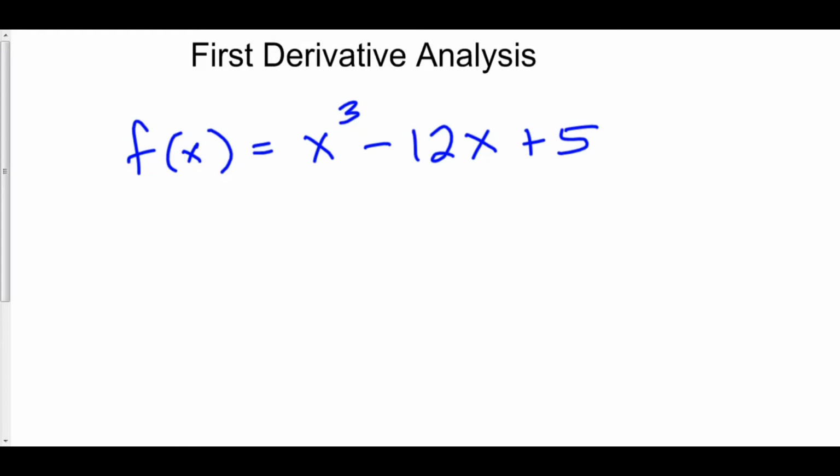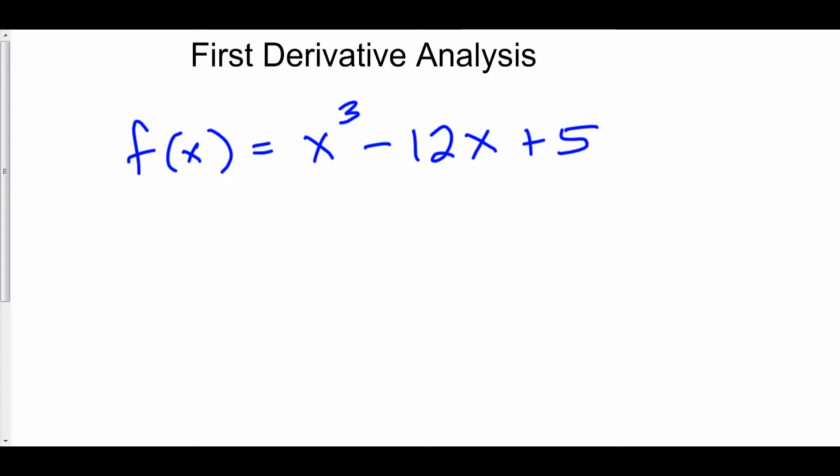Positive, negative, negative, that's positive out here. Let's check between negative 2 and 2. How about 0? Positive, negative, positive, it's negative inside. Let's look to the right of 2. How about 3? Positive, positive, and positive.